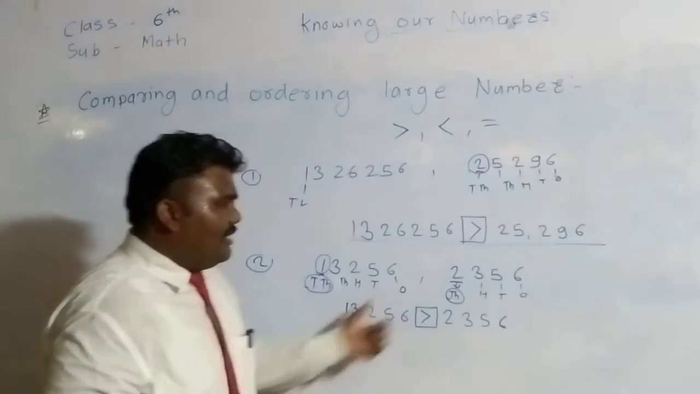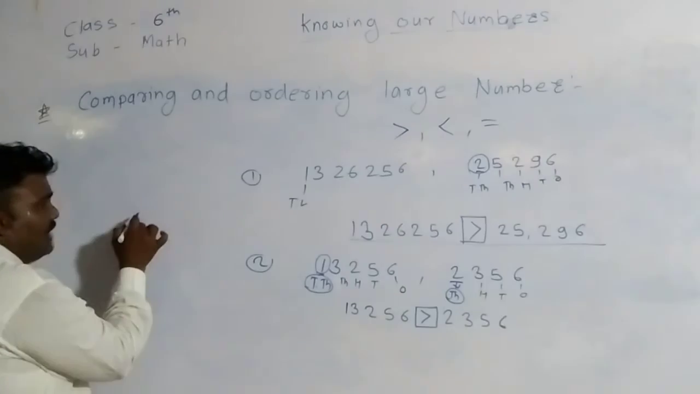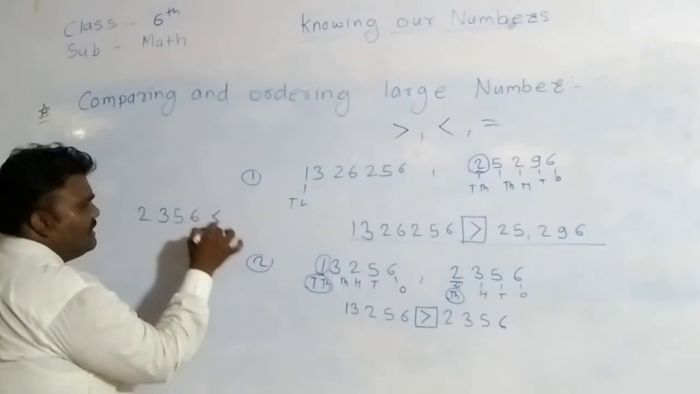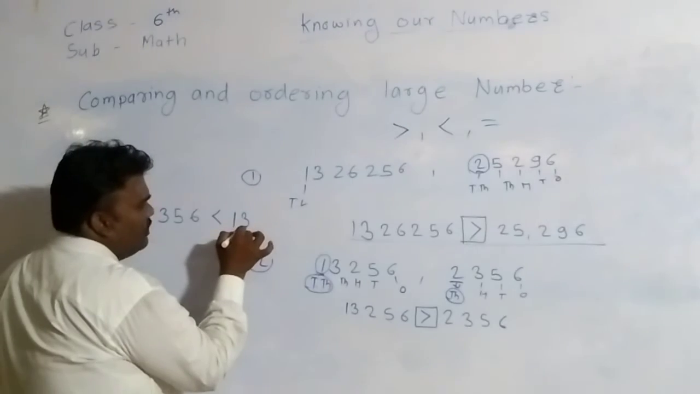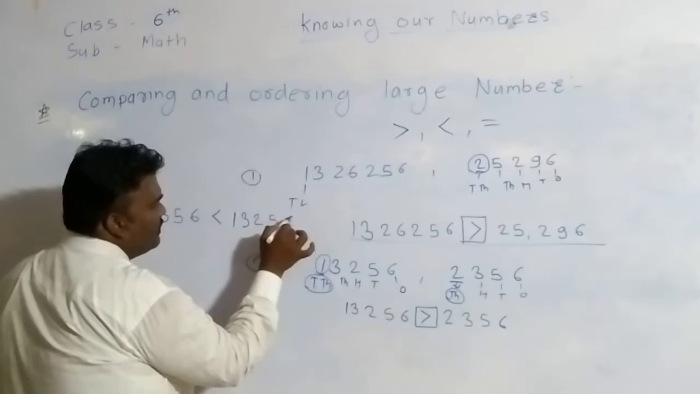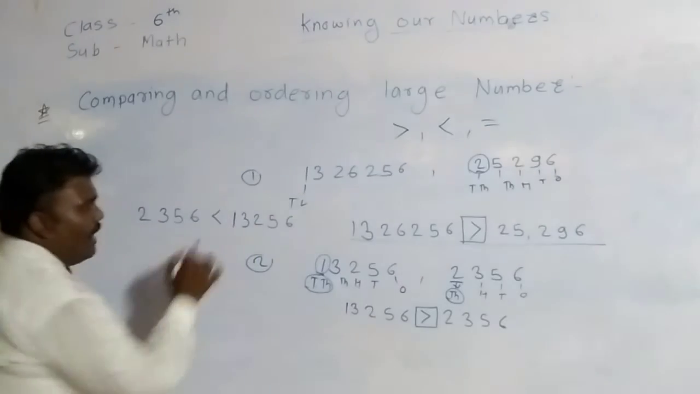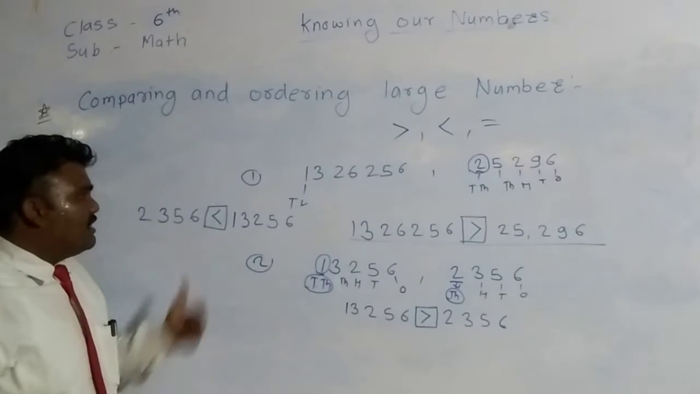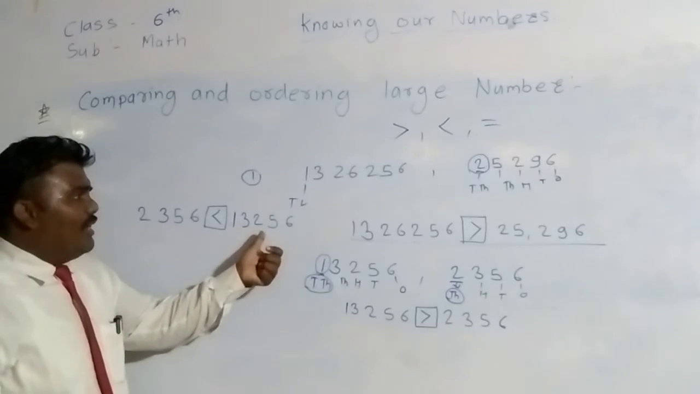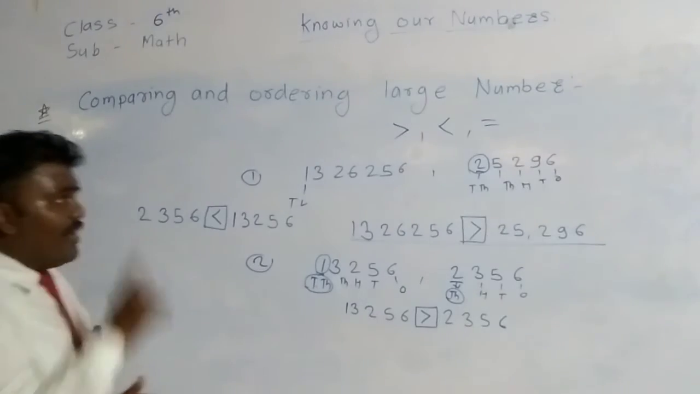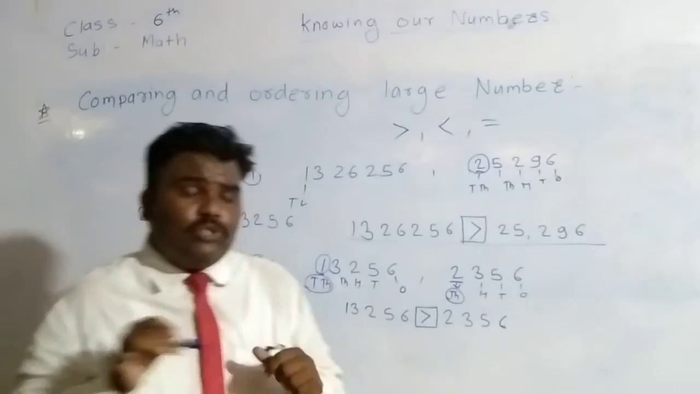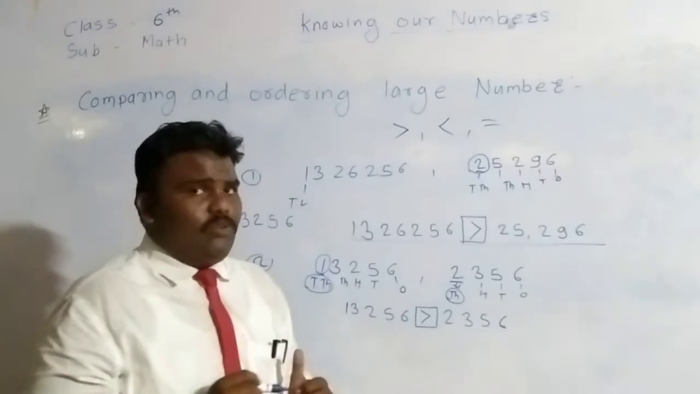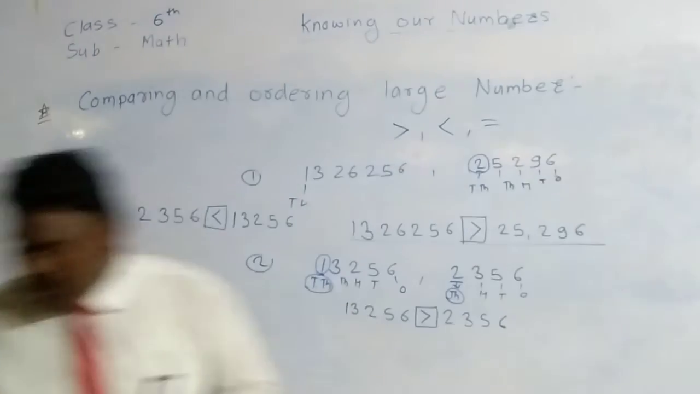Also we can write that like this. Dear friends, look here. I can write it like this also: 2,356 is less than 13,256. Can I write it like this? Now I use a less than symbol. Which one is less? 2,356 is less than 13,256. So this is the way to express which one is greater, which one is smaller and which one is equal. Okay, so this is all about large numbers, dear students.